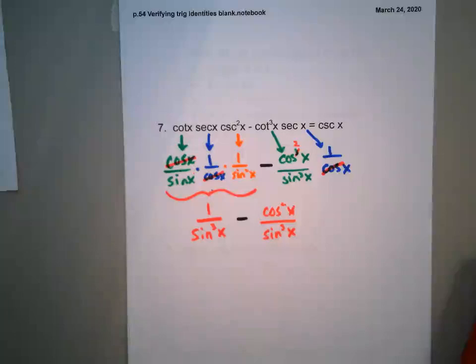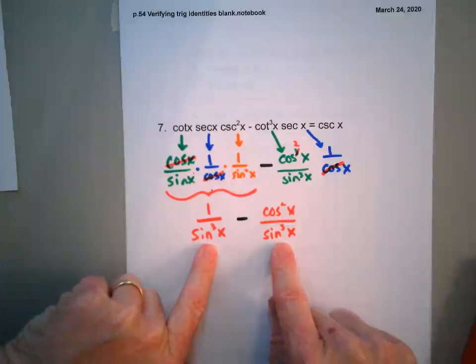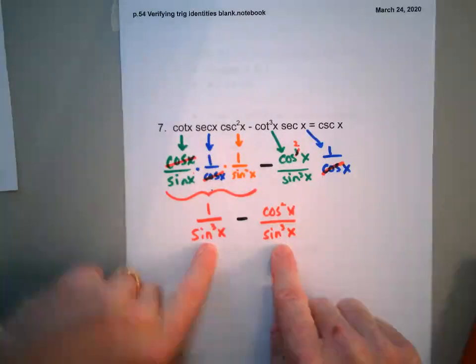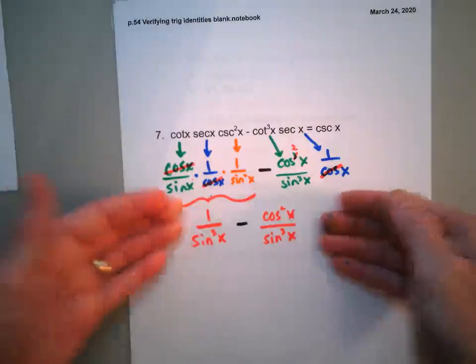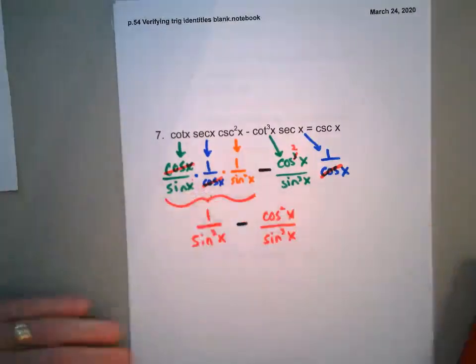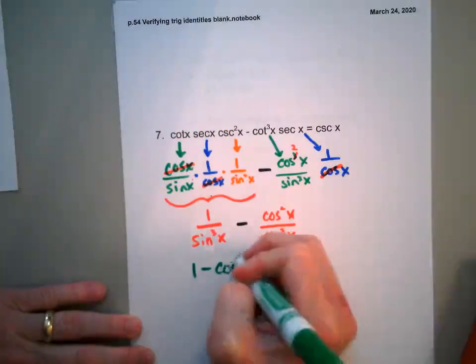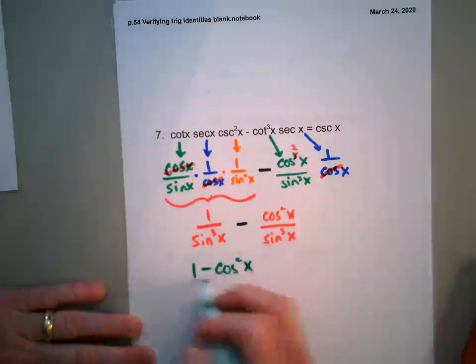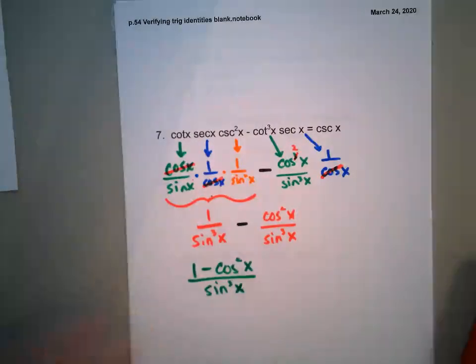Take your time, work through it. Common denominators, yay. This is going to work out really well. So make this one fraction. Push this together, make it one fraction: 1 minus cosine squared x over sine cubed x.